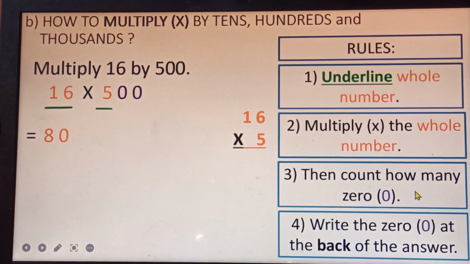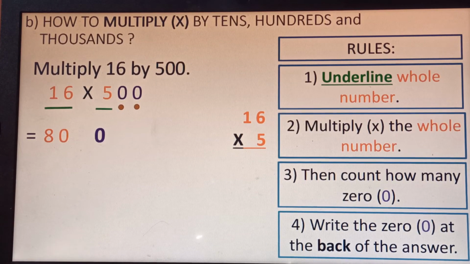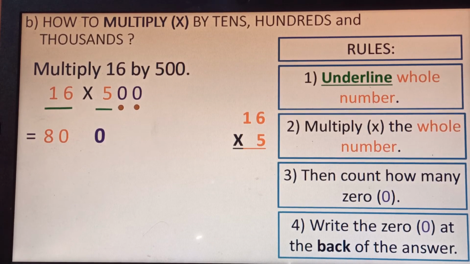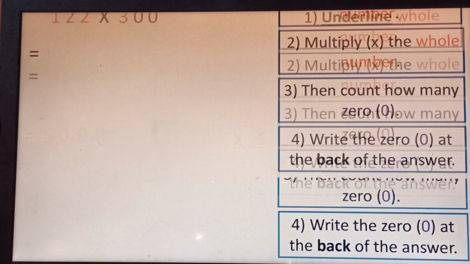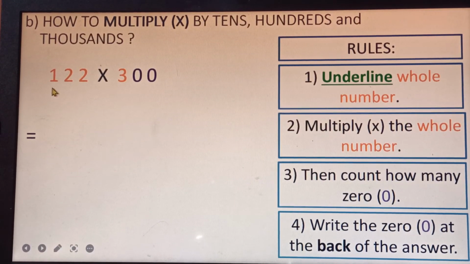Next, count how many zeros. From the back, 1, 2. Isn't it? 2 zeros. Here there are zeros at the back. So you put the 2 zeros at the back of the answer. Alright. And you got 8,000. Right? Easy, right? Okay. Next example.